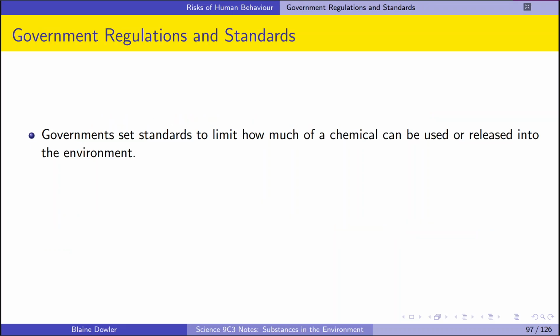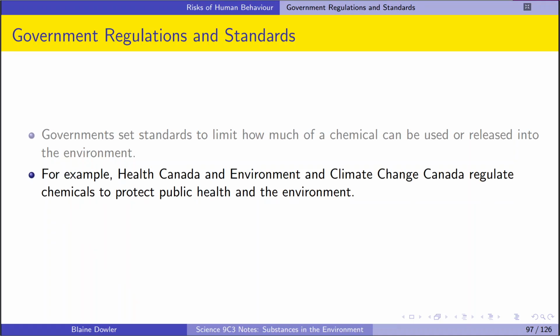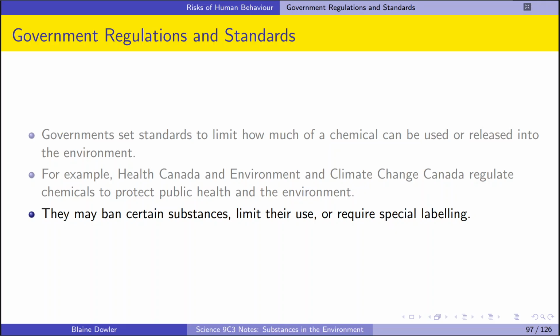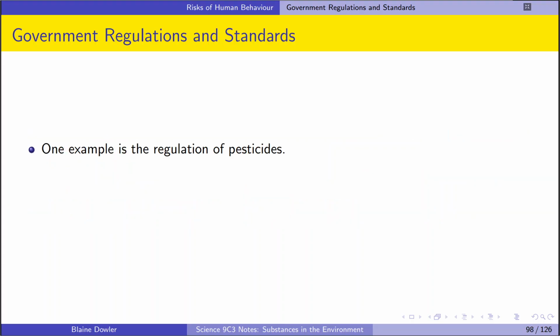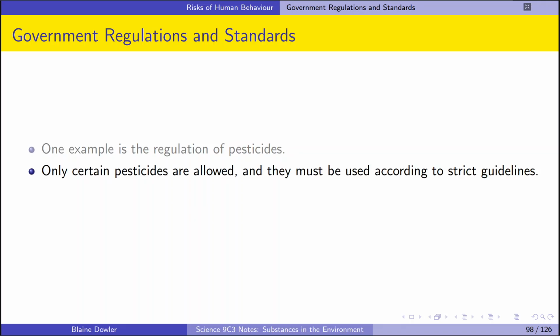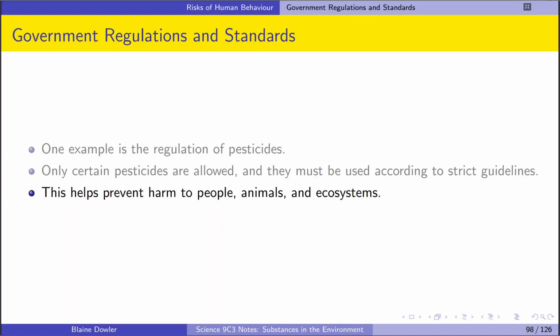Government regulations and standards. Governments set standards to limit how much of a chemical can be used or released into the environment. For example, Health Canada and Environment and Climate Change Canada regulate chemicals to protect public health and the environment. They may ban certain substances, limit their use, or require special labeling. One example is the regulation of pesticides. Only certain pesticides are allowed, and they must be used according to strict guidelines. This helps prevent harm to people, animals, and ecosystems.